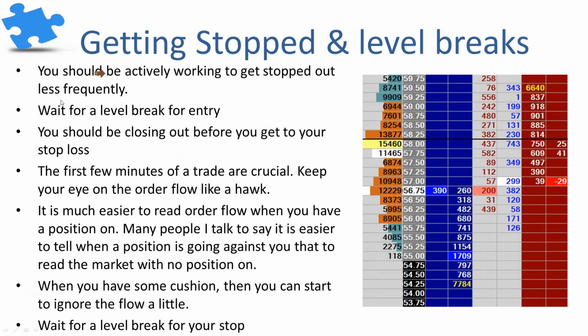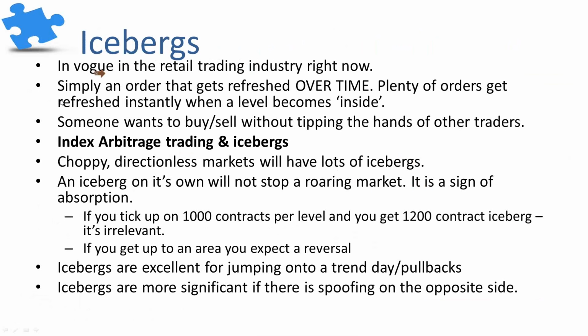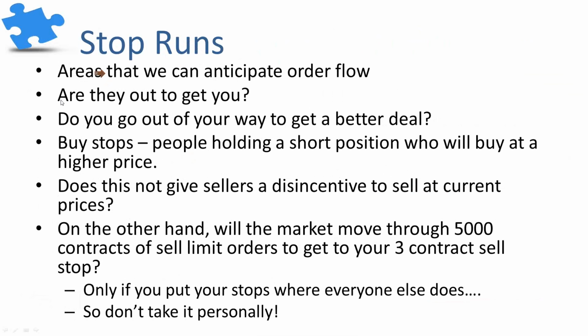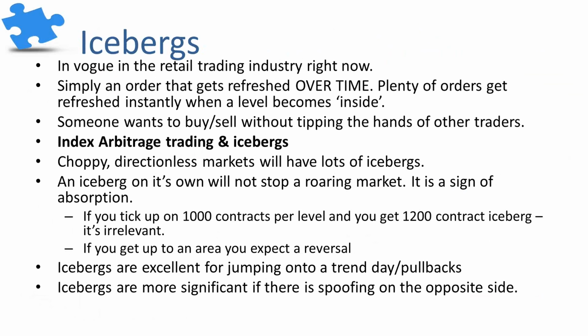Right, icebergs. Up to now, we haven't talked much about iceberg orders, but they have been in vogue of late in the retail trading world, and there's a lot of mistakes surrounding them. But they really are quite simple. An iceberg order is simply a limit order that gets refreshed over time. So if you wanted to buy 10,000 contracts, it would be pretty silly to just put in a bid for 10,000 contracts, because everybody and his dog would buy in front of you. They'd basically front run you. So you put in a bid for 1,000 and you keep adding more contracts as people sell to you.